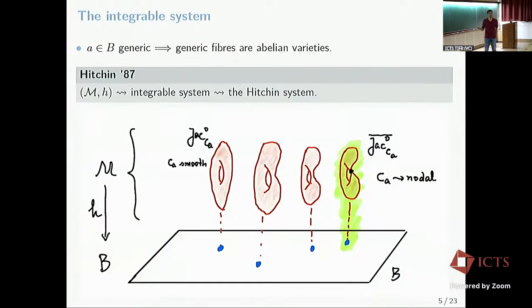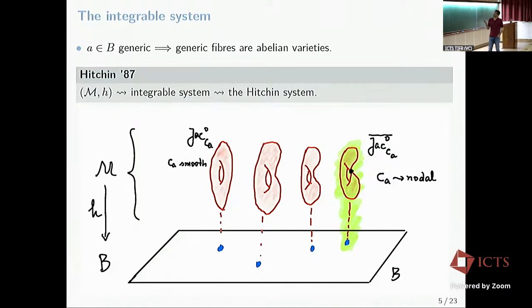So Joy already showed the picture. So as I already said, for A generic, the fibers are the Jacobians, so abelian varieties. And so this gives us the famous integrable system, which is called the Hitchin system for everybody except Nigel. Okay, so this is the picture. And here you see the fibers, Jacobians, okay? But then they degenerate into some singular fibers because the compactified Jacobians are singular. And I'm going to be interested in this locus, okay?